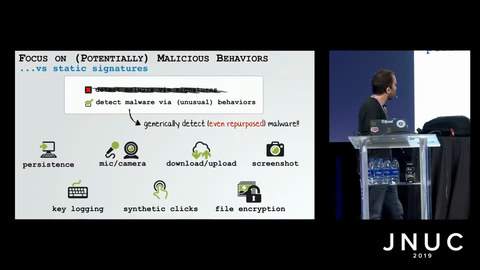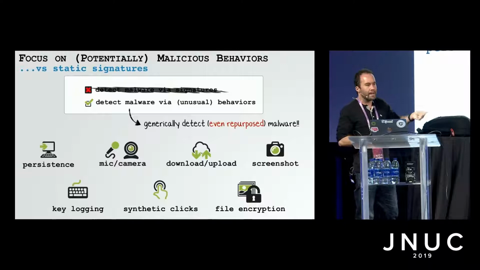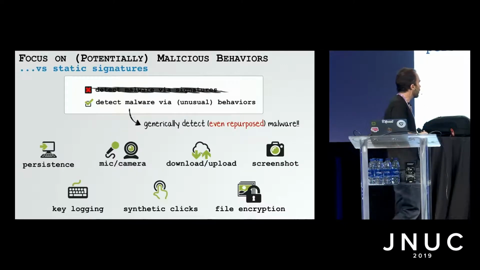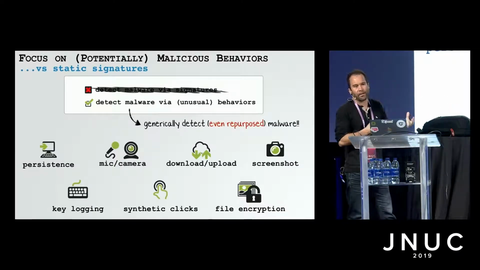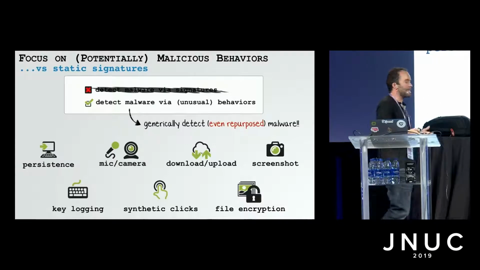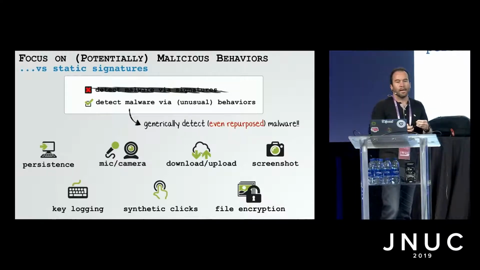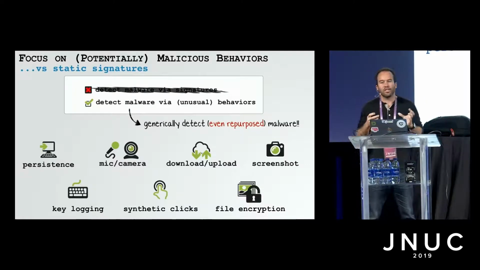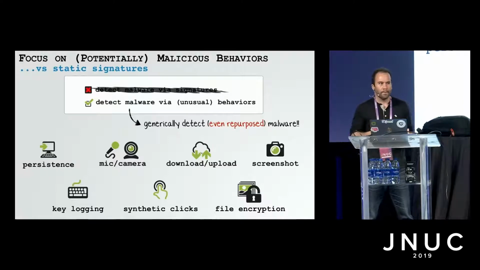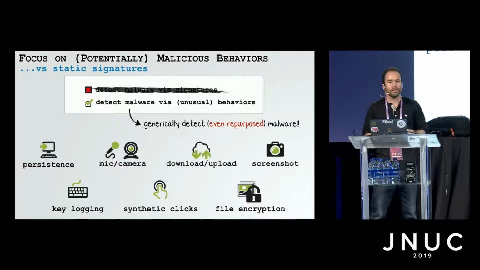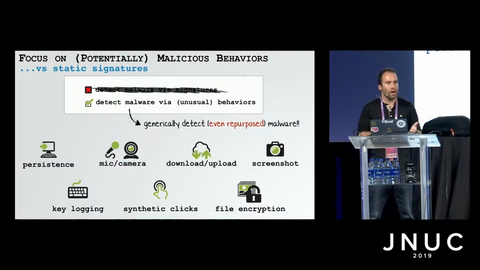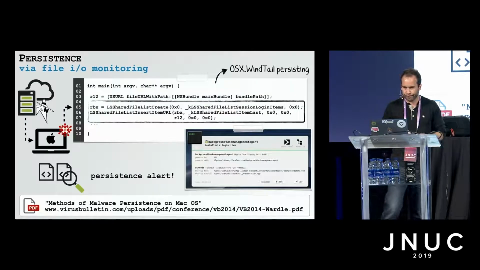So some of the things we can look for, these malicious indicators, are things like persistence, perhaps accessing the web or the mic when the user is not active on the computer, taking screenshots from a background process, generating synthetic clicks, capturing keystrokes, or perhaps encrypting and exfiltrating files. These actions are things that legitimate software normally does not do. So if we simply key off these behaviors, we can likely detect both new and repurposed malware samples.